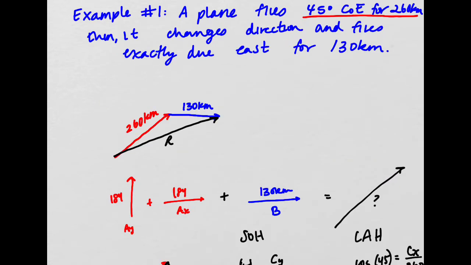So here we have a plane flying 45 degrees counterclockwise of east for 260 kilometers. Then it changes direction and flies exactly due east for 130 kilometers. So I've drawn that here. So basically, given our previous problem, I've given it values.